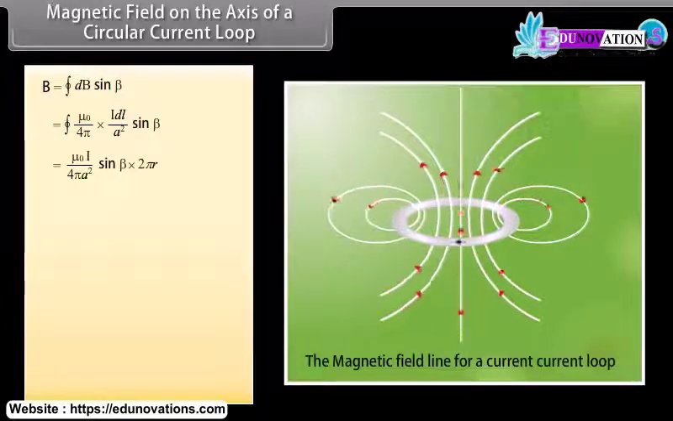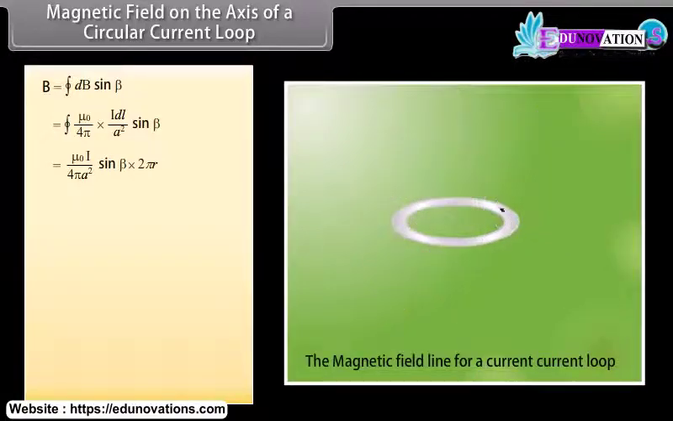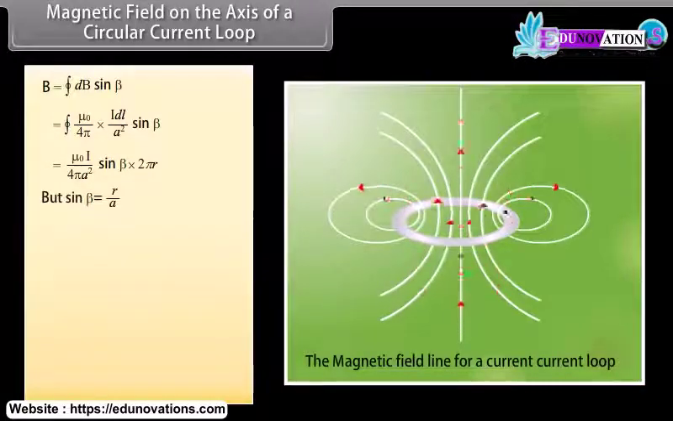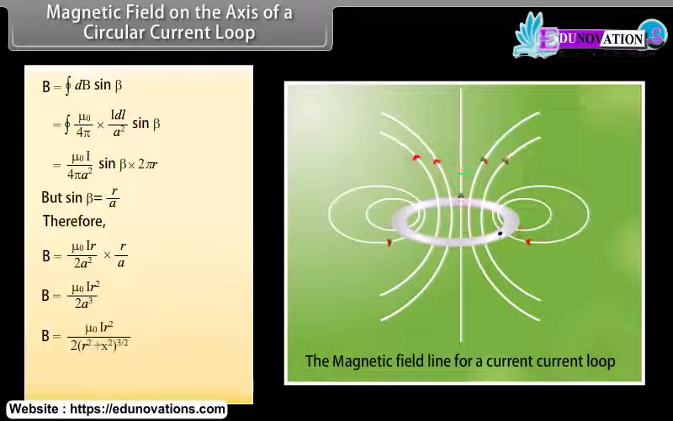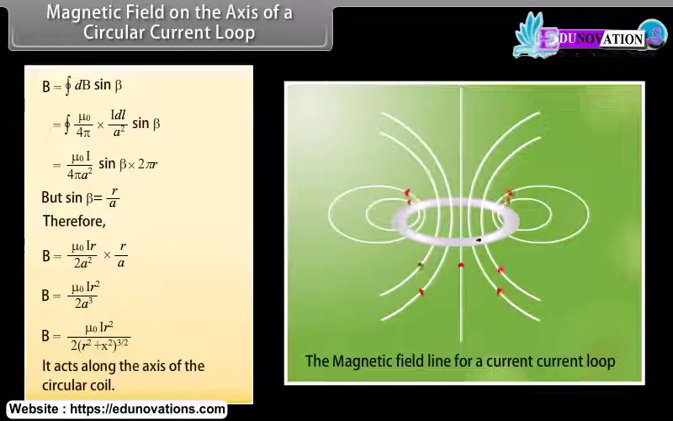By putting the values in this equation, we get the total magnetic field at P equal to mu naught I upon 4 pi a square multiplied by sine beta and 2 pi r. But sine beta is equal to r upon a. Therefore, total magnetic field at P is equal to mu naught I r square divided by 2a cube. We can also write this equation as mu naught I r square divided by 2 (r square plus x square) within parenthesis raised to the power 3 by 2. This magnetic field acts along the axis of the circular coil.